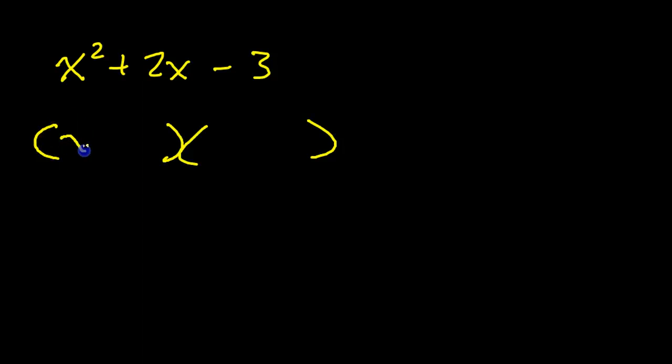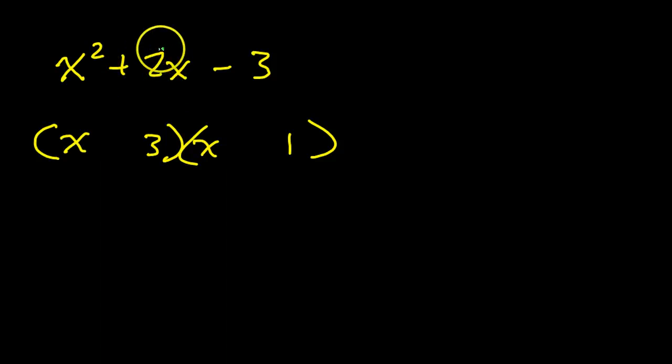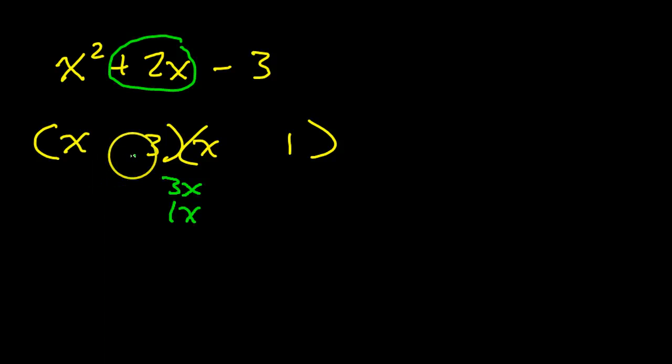X squared can only factor as x times x. 3 can only factor as 3 times 1. Now you know that inner plus outer must equal the middle. So we're trying to get the middle to be positive 2x. Inner, I have 3x. Outer, I have 1x. In order to get a positive 2 out of this, I need a positive 3 and a negative 1.